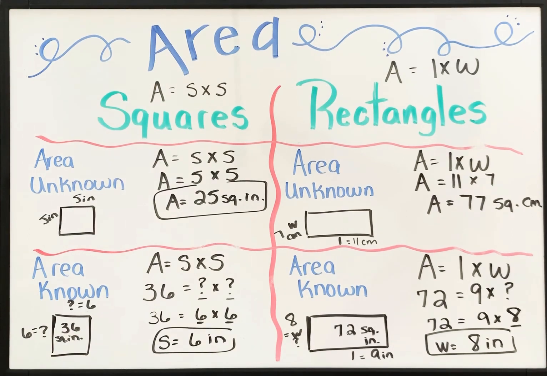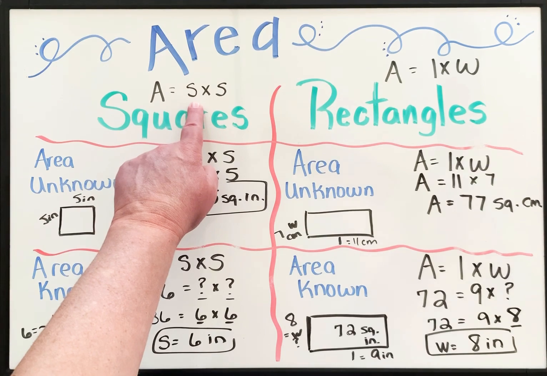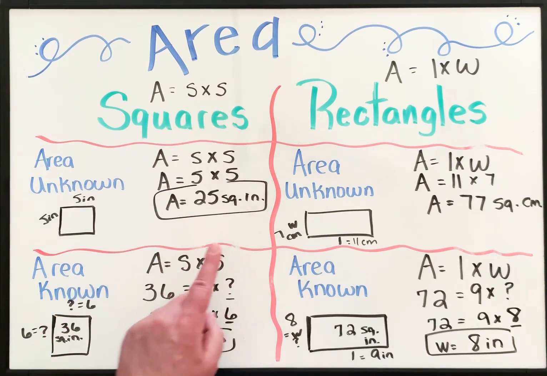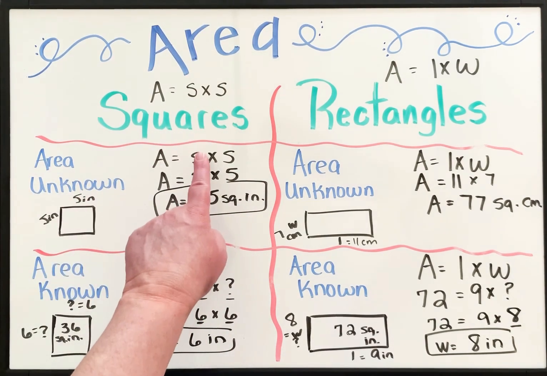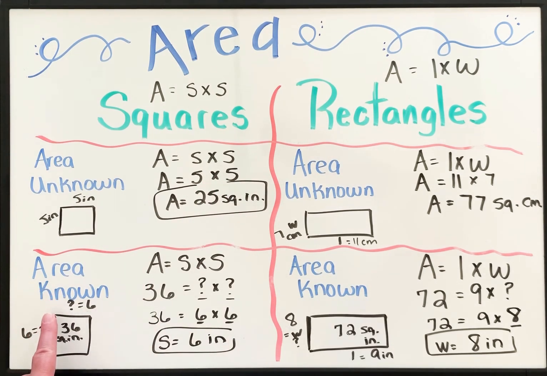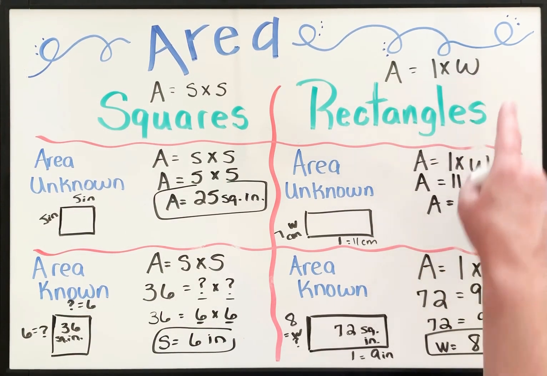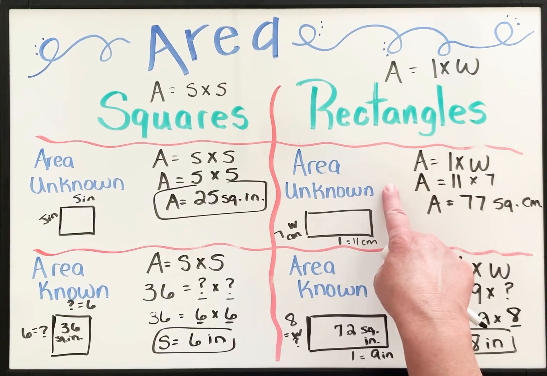For finding the area of squares and rectangles, I can use my formula to help me. For a square, it is side times side. If our area is unknown, I plug in the parts I do know. If my area is known, well, in a square you would probably not be given your sides, you would have to figure that out, and so we solved it from there. And with a rectangle, our formula is length times width. We solved for the area unknown.